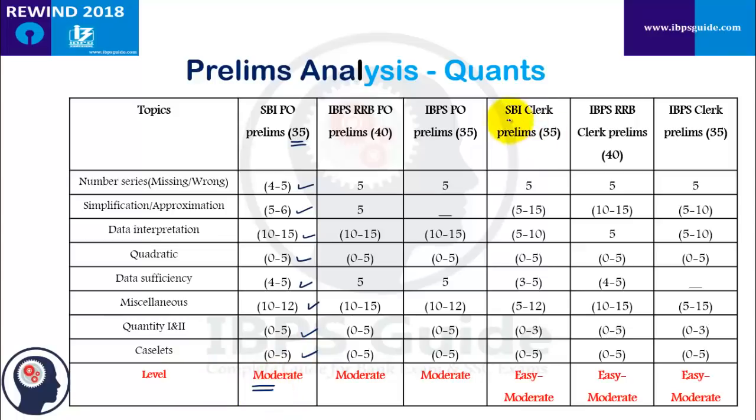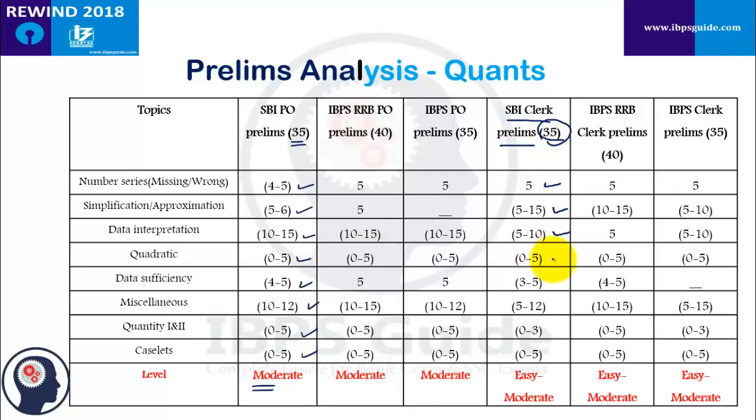Now in the SBI Clerk prelim, the number of questions is 35. Number series is a must. Definitely you will see a number series, either missing or wrong number series. Simplification and approximation: 5 to 10 questions. Data interpretation in SBI Clerk: 5 to 10 questions will be there.